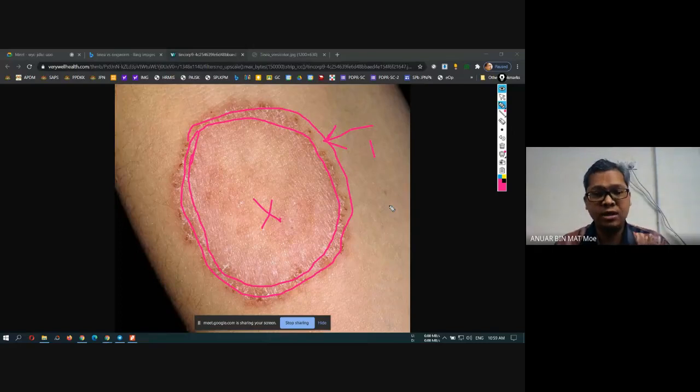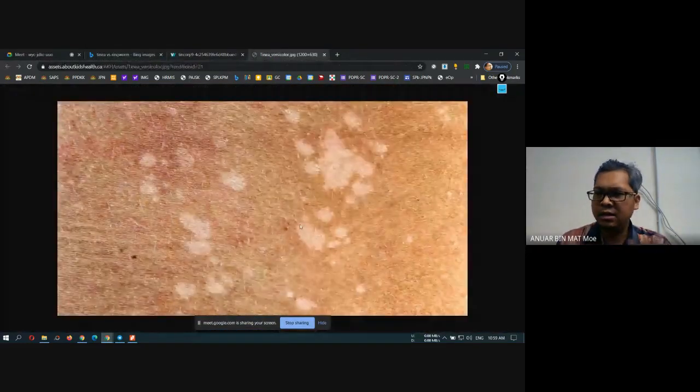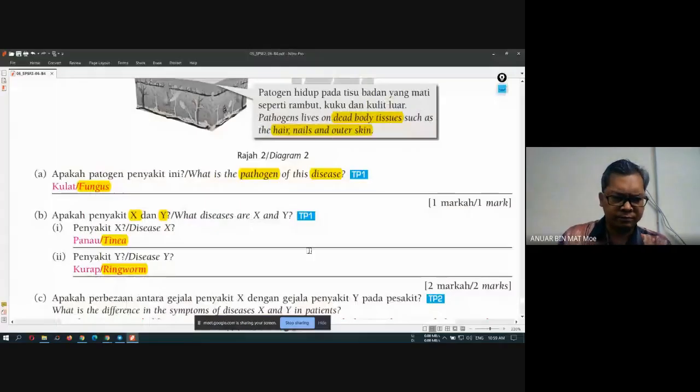Ringworm is actually very, very itchy. Sangat-sangat gatal. That's why when you try to scrub it, you try to rub it, it will worsen the condition. You will get bleeding, and then maybe have a scar after it. So this is an example of ringworm. Again, this is an example of tinea. Tinea is just whitish, right? Okay, so next one.